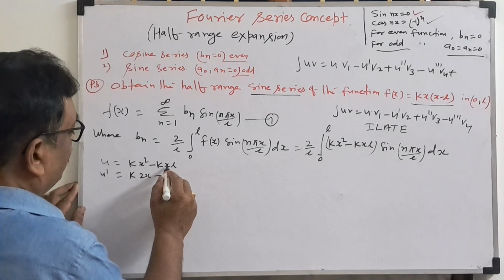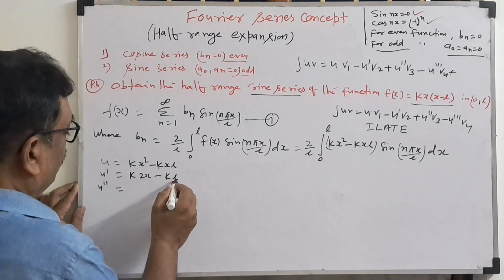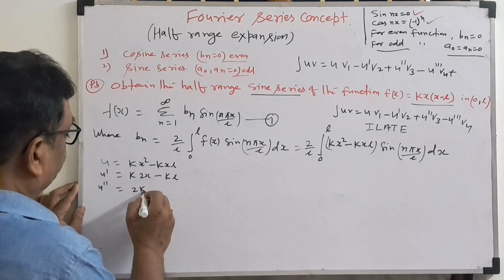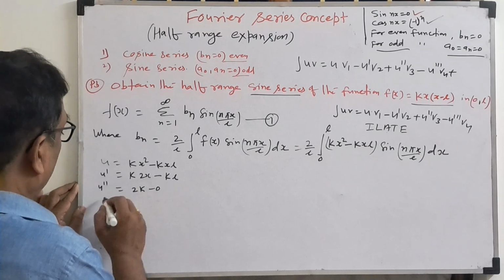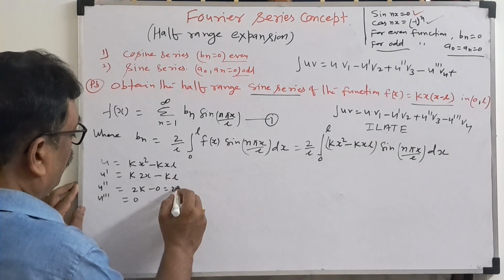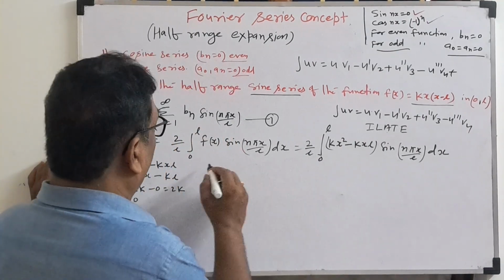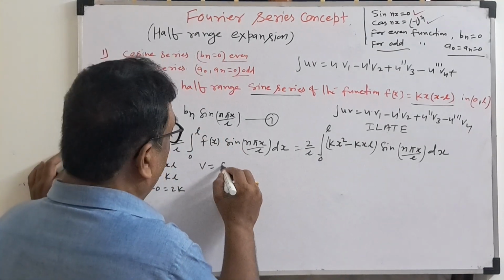This is 2x minus kl. This is called u dash. U double dash: this part 0, this part 2k, x equal to 1, 0. So u triple dash will get 0. So this will be 2k only. Okay. So we now have u triple dash.